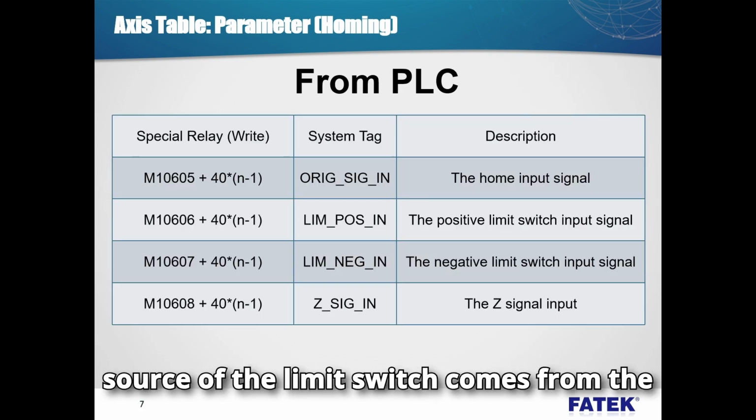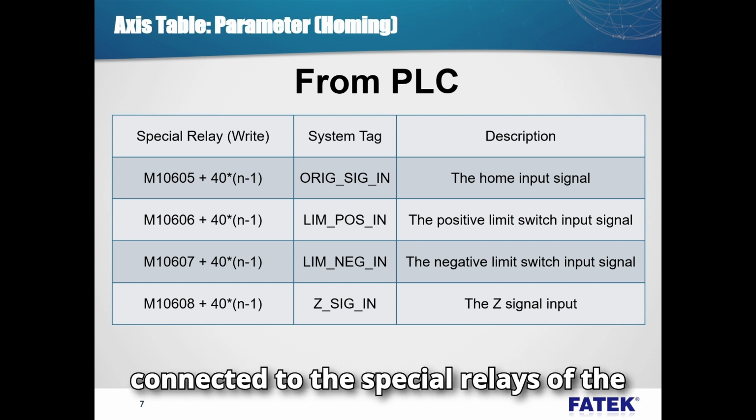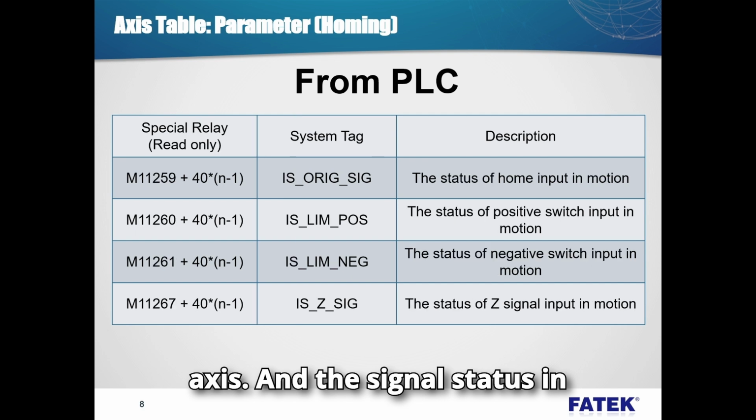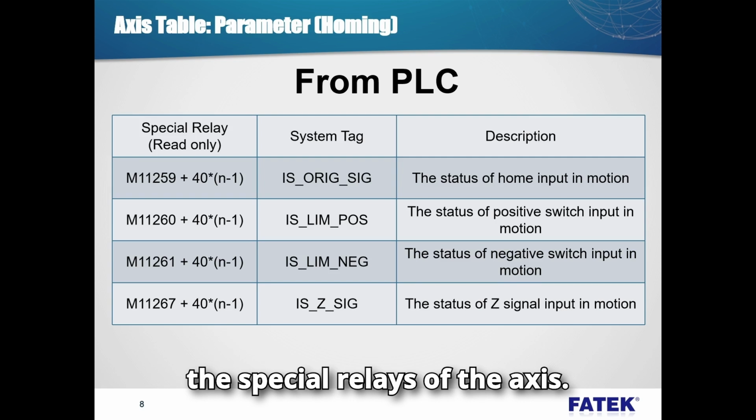When the I/O source of the limit switch comes from the PLC, the switch signal should be connected to the special relays of the axis. And the signal status in the motion controller can be observed from the special relays of the axis.